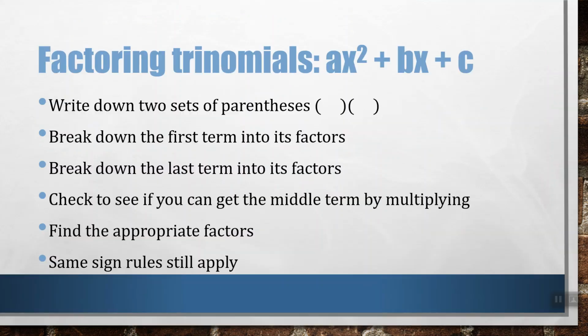So when we factor trinomials in this form, some of the rules are going to stay the same, like in terms of your signs. But first I want you to write down your two sets of parentheses. Then you're going to break that first term down into its factors and the last term down into its factors, and then check to see, can you get the middle term by multiplying those outside and inside pieces that we do when we FOIL. And then we're going to make sure that we're using appropriate factors that work, and our same sign rules will still apply.